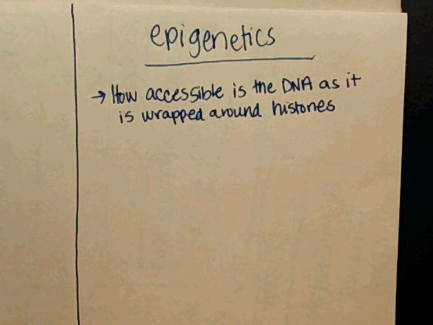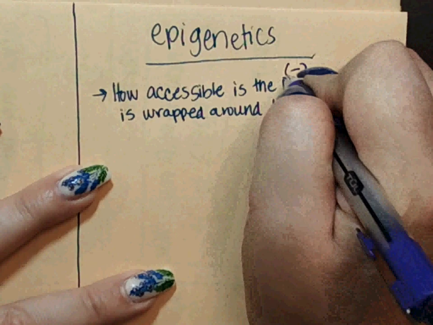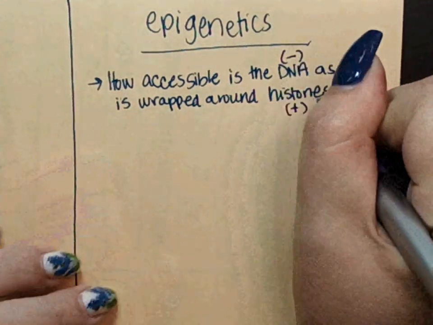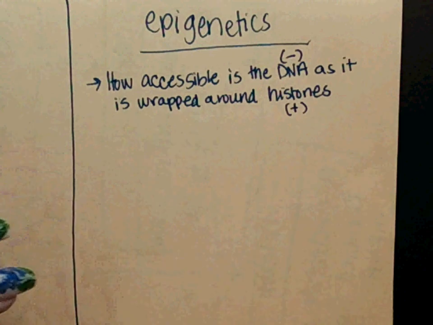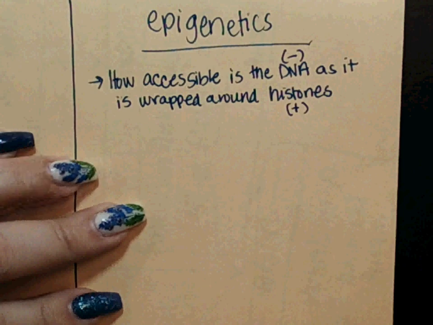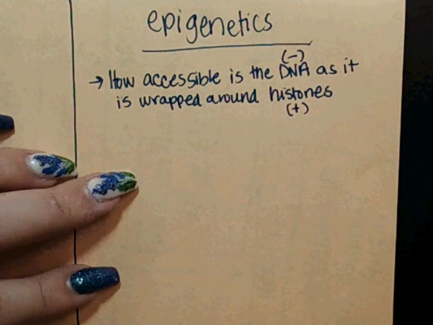First of all, we need to define what epigenetics is. Epigenetics is talking about how accessible the DNA is as it's wrapped around a histone. So remember that DNA has a negative charge and that histones have a positive charge, and so they're going to be attracted to each other. Now, when the DNA is wrapped around the histone, depending on how tight that association is, it may be that the RNA polymerase cannot access the genetic code.